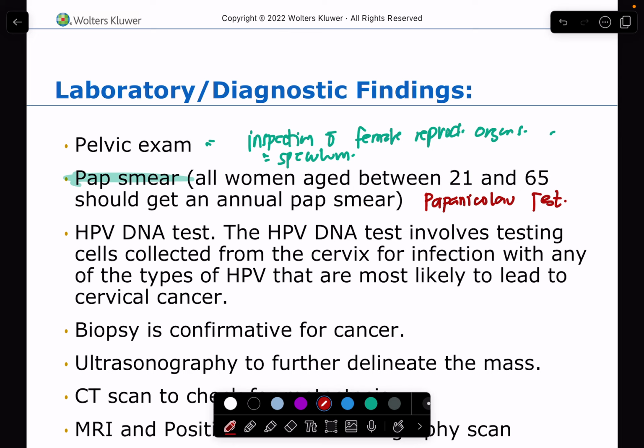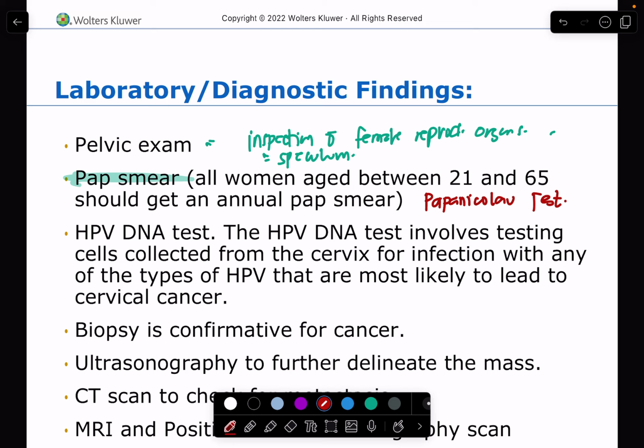Ayan. Kaya nga siya tinawag na pap smear. Ayan. So this is when all women aged between 21 and 65 years old are advised to have this type of exam, no? That is a pap smear. Okay? So ang ginagawa dito sa pap smear is that it is performed by opening the vagina and of course by use of the speculum para ma-retract, no?